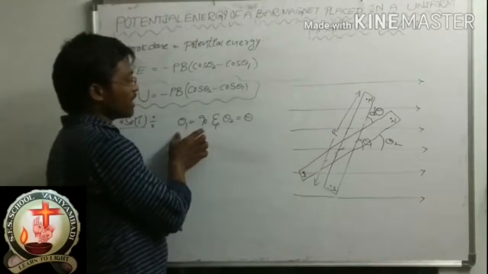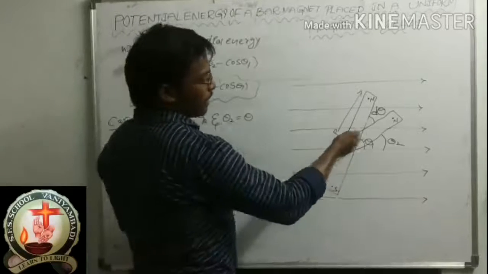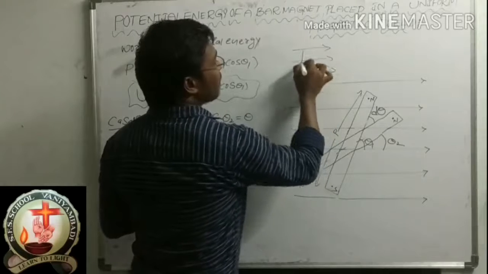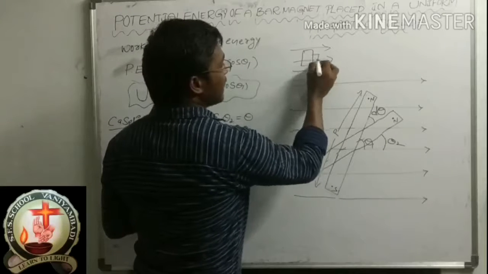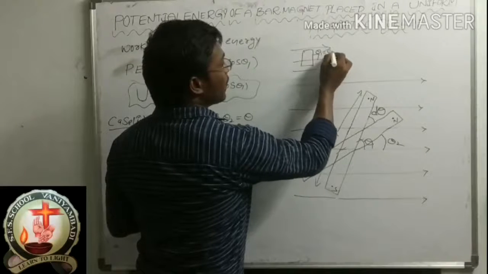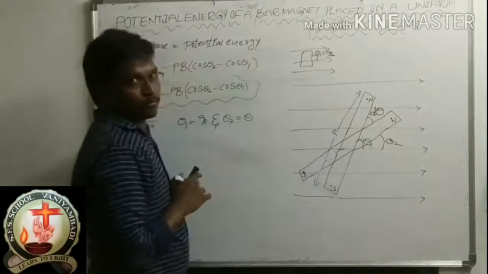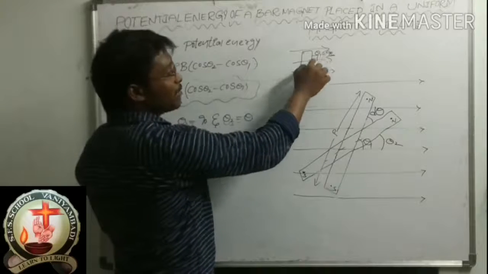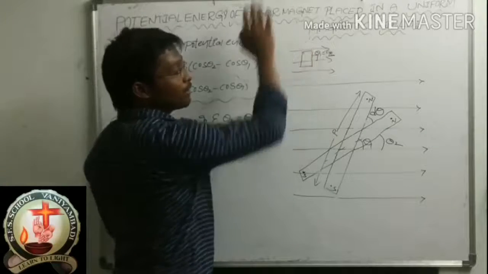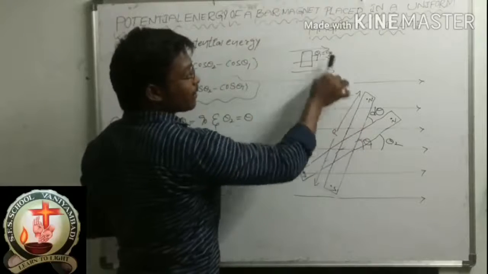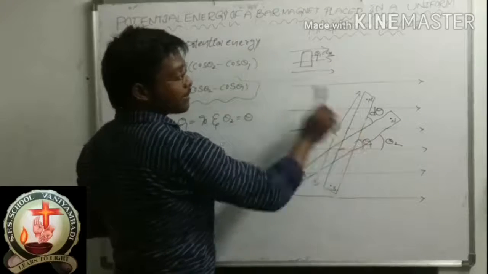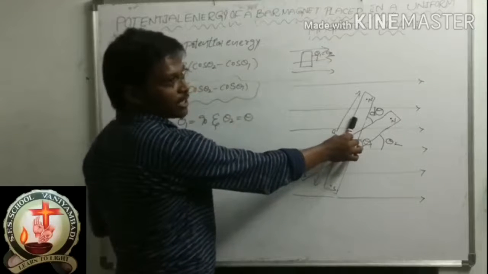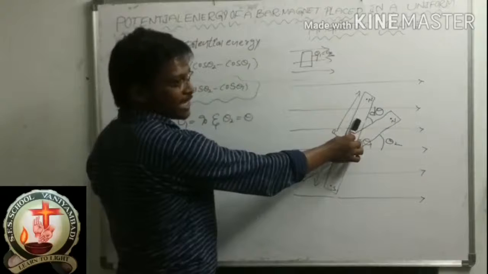Okay, what does theta 1 equal to 90 mean? This is the uniform magnetic field, and the magnet is placed like this. So what is the angle here? Theta 1 is equal to 90. It means the magnet is placed normal, straight, like this. This is actually the initial position of the magnet, we know that. We already found the expression also. I am just taking the cases.